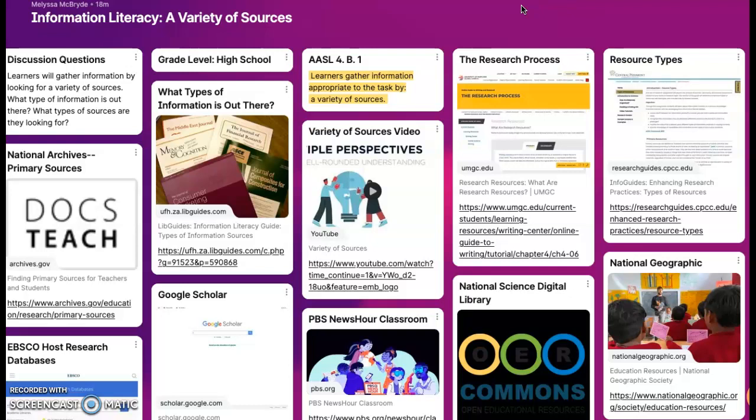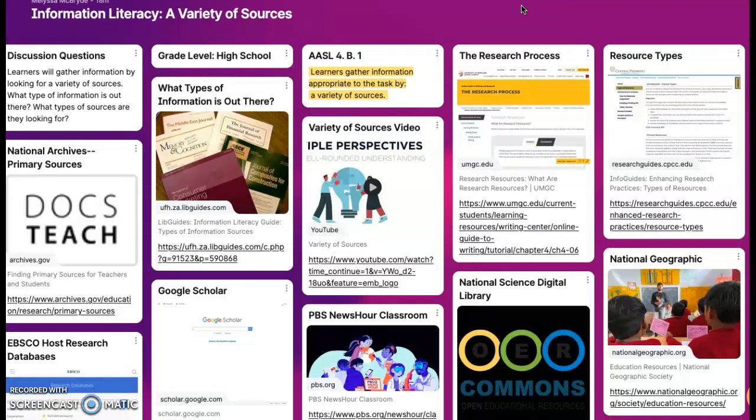Britannica School is a great, big, huge umbrella of information, as well as PBS NewsHour Classroom. Lastly, Google Scholar is a great way to look for academic work online if students are not able to get into the databases such as EBSCOhost and Gale.